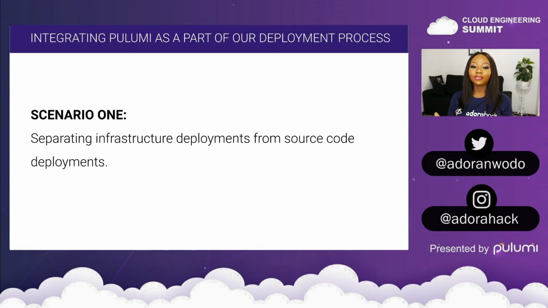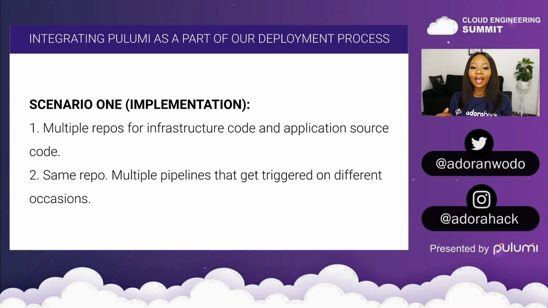And I just want to touch on it before I move on to the next thing, which is the scenario that we actually care about in this context. So the first scenario is separating infrastructure deployment from our source code deployment. And there are basically two ways to do that, and you might want to do this for whatever reason at all. The first way is having multiple repos: one repo where all your infrastructure code would be, and another repo where all your application source code would be.